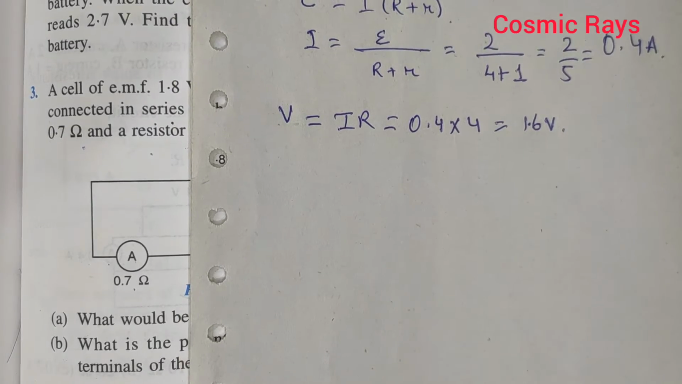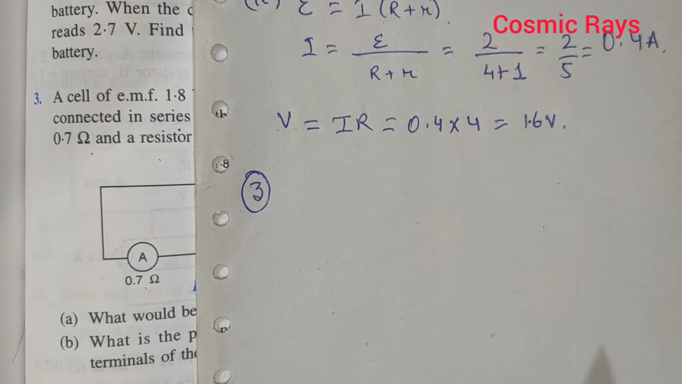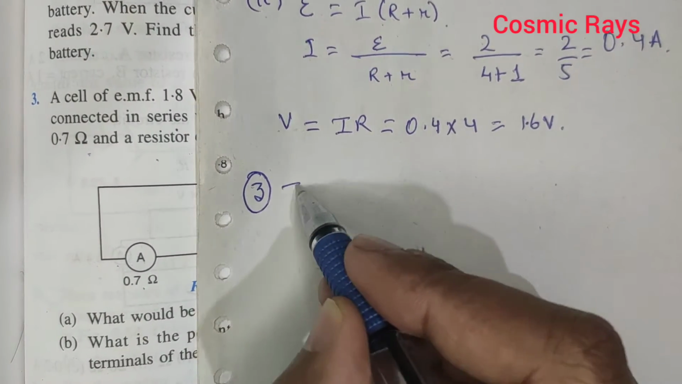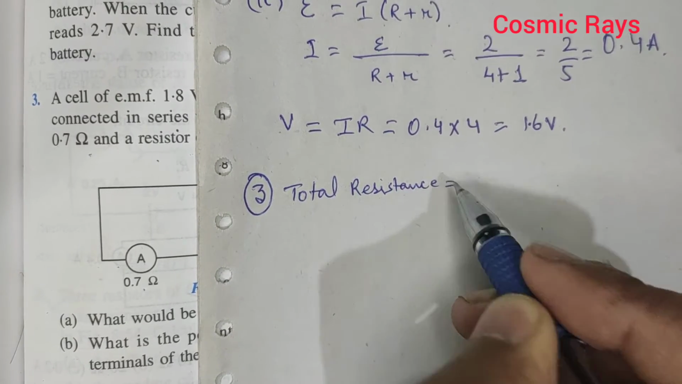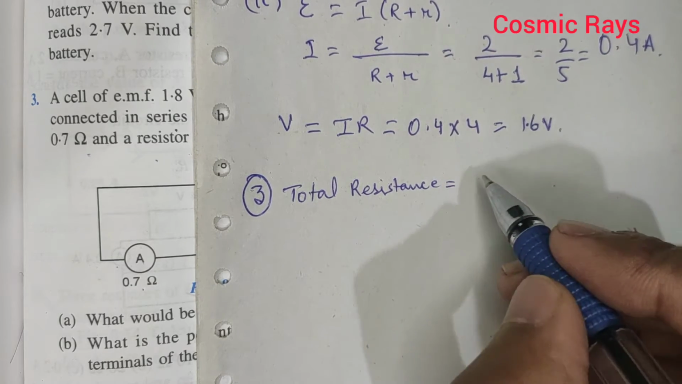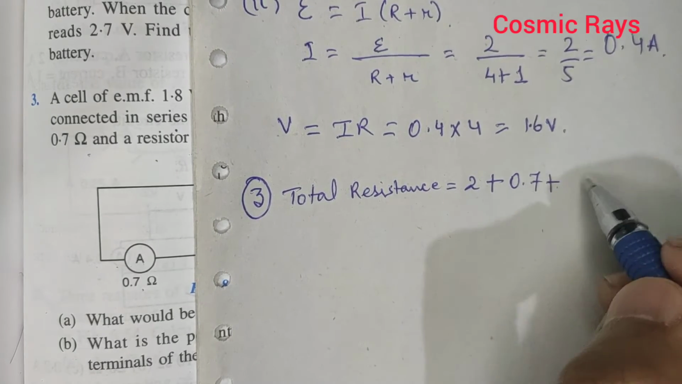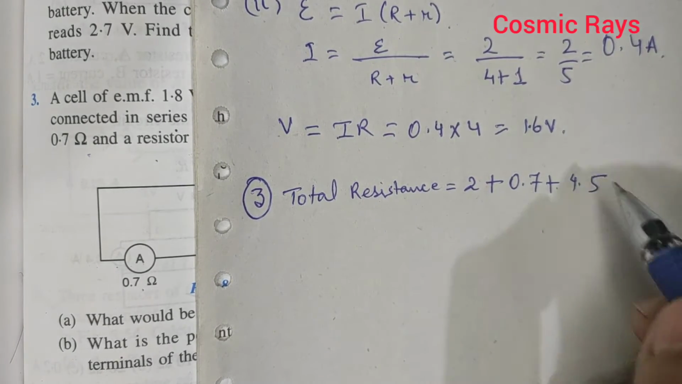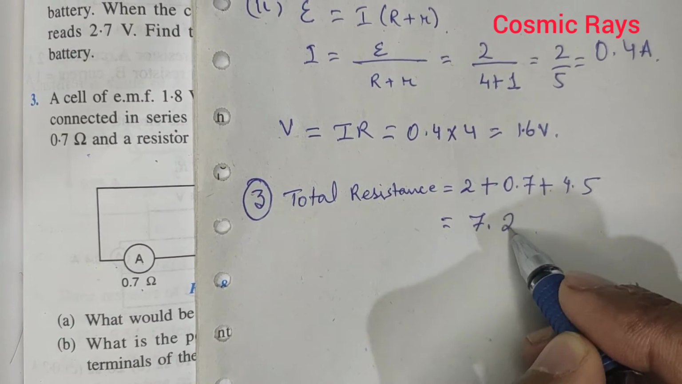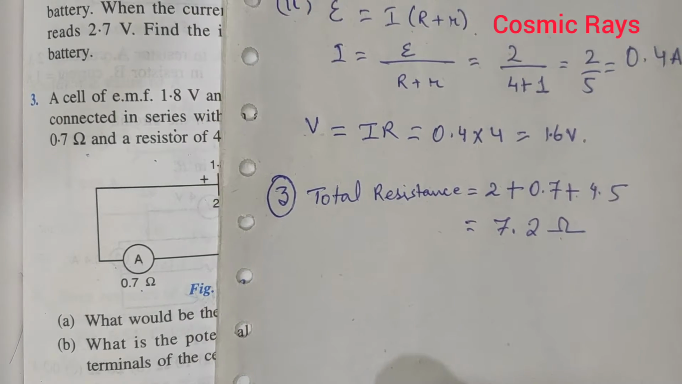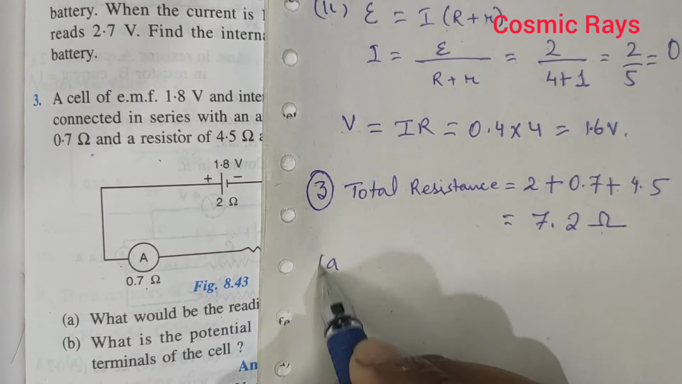So here, first of all, we'll calculate the total resistance. Before you start solving the question, please write down the given things from the question. Now, total resistance is equal to, if you read the question, 2 ohms, 0.7 ohms and 4.5 ohms. So if we add it up, we will get 7.2 ohm.